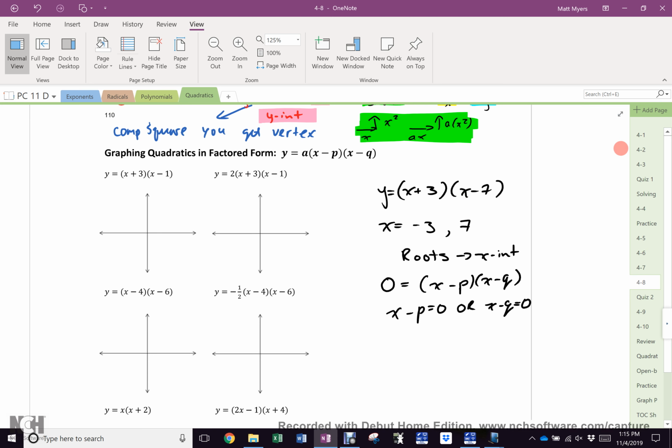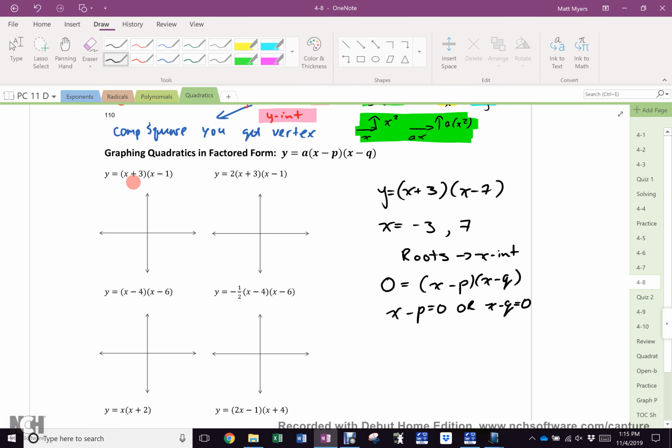Actually, everything today isn't new. It's just going to be slightly more complicated. So when you see this guy right here, what can you automatically tell me just by looking at it? The x-intercepts. And what are they? -3, root 1, -3, and root 2, +1. Right? We know that our parabola has to pass through those points.